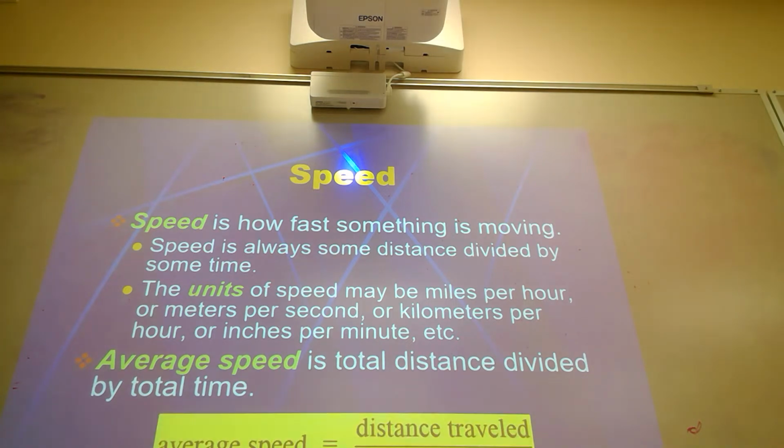Average speed is total distance divided by total time. So the average speed is the distance traveled divided by time of travel. Now write that down. You might think that is common sense, but it is different than our definition of velocity.